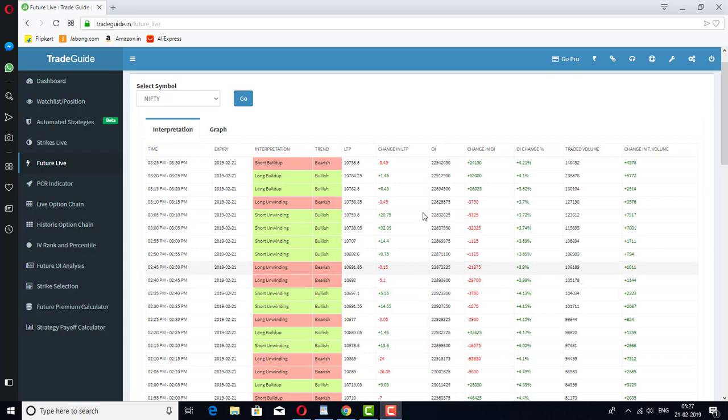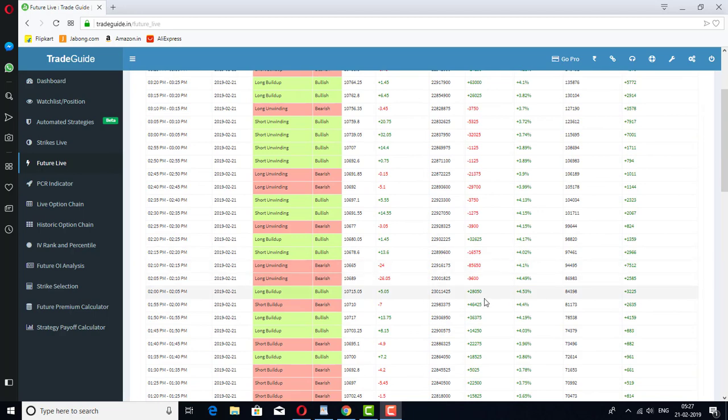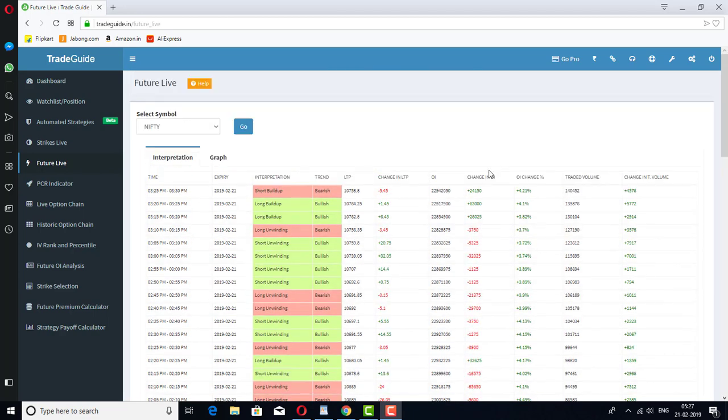So this was how you can interpret the direction of the market, either the bullish or the bearish direction, which you can see upon the calculation of change in open interest, and you can measure the strength of the trend. So this was all about the futures and options.